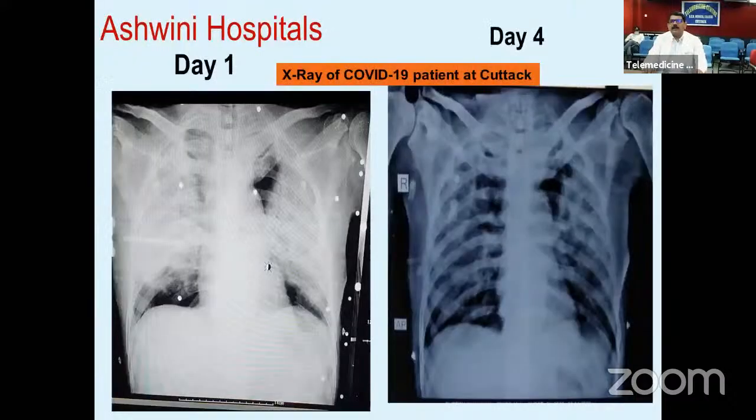I'll show you a few interesting x-rays. This is an x-ray from a patient, initial patient I'm talking 4-5 months back. Dr. Ashwini will tell you, a patient came, Dr. Sampath will tell you, in the Ashwini hospital, the day one and day four pictures, you can see how treatment has changed, and this patient has recovered, ultimately a real life patient.